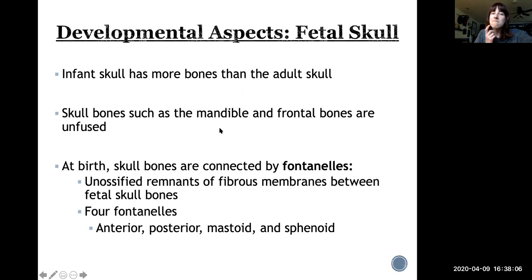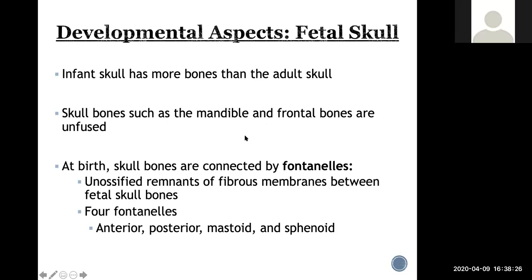The mandible and the frontal bones are unfused in infants. So basically you have a right and a left half of the mandible when you're first born, and you have a right and left half of your frontal bone when you're first born. But then they fuse to form two single solid bones.